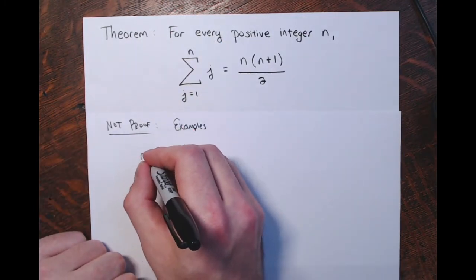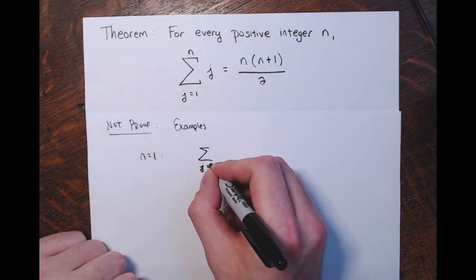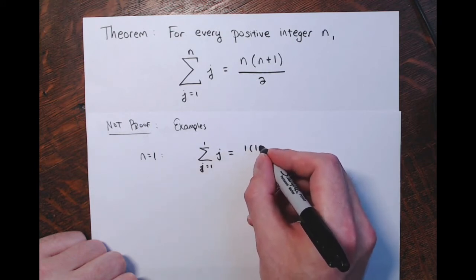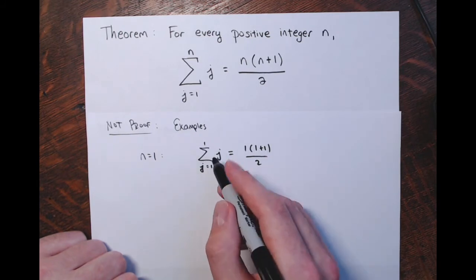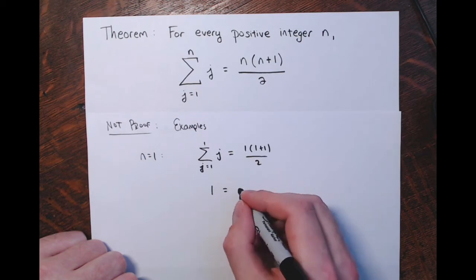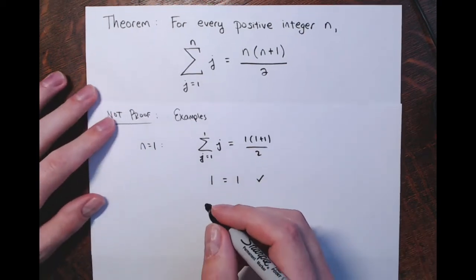But when n equals 1, you have the sum from j equals 1 to 1 of j equals 1 times 1 plus 1 divided by 2. Is this true? Well, the left side would just be the number 1. The right side is 1 times 2 divided by 2. That's equal to 1 as well. So yeah, it's true for n equals 1.